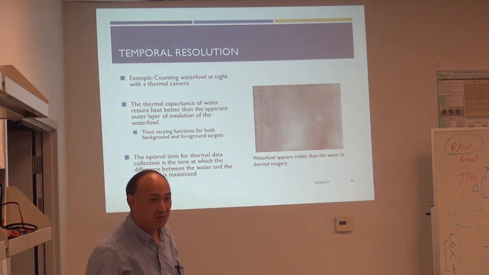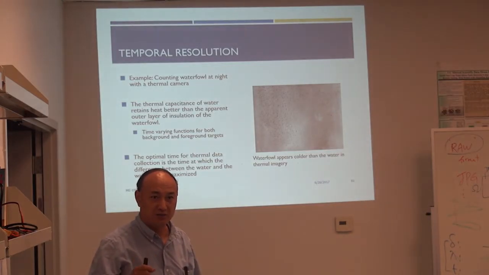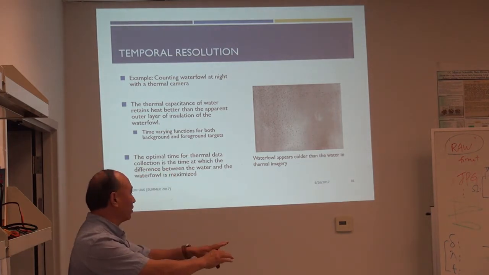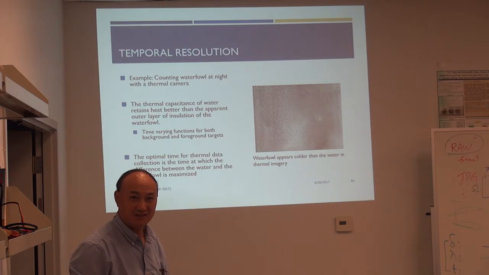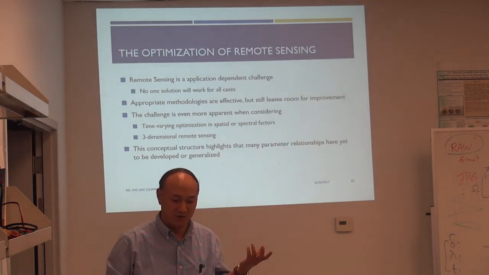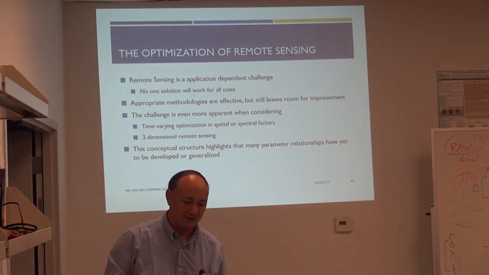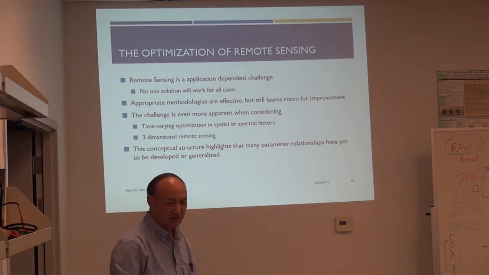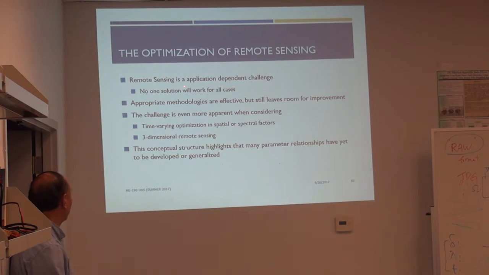We need to talk about temporal resolution: how often, and what is the best timing to fly, such that the water temperature and the body temperature of the bird have a maximum contrast, so you will be able to see them. We implemented this idea of optimal remote sensing, which brings us to the best resolution we can count the birds at. Another thing to talk about: remote sensing is an application-dependent challenge. No one solution will work for all cases, but having an optimality question in mind will definitely help you.